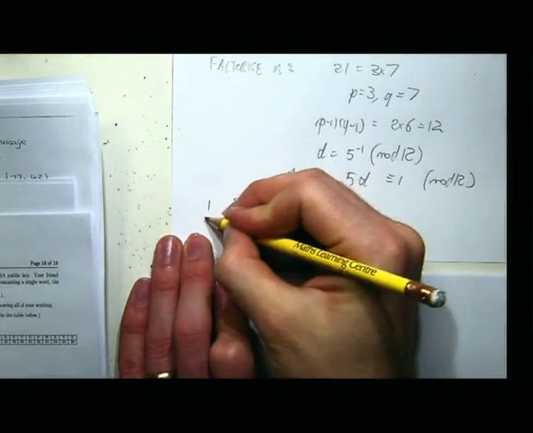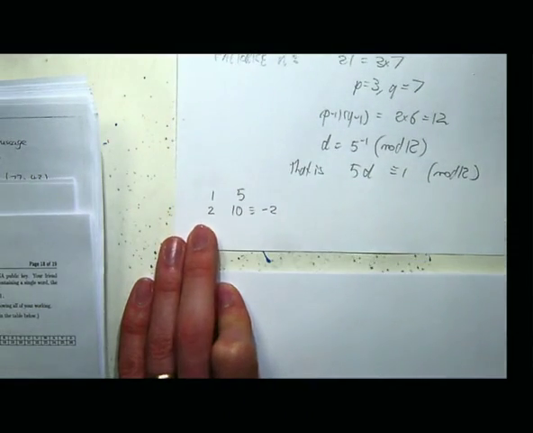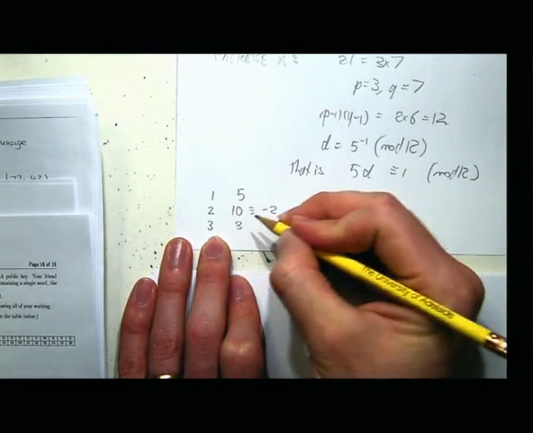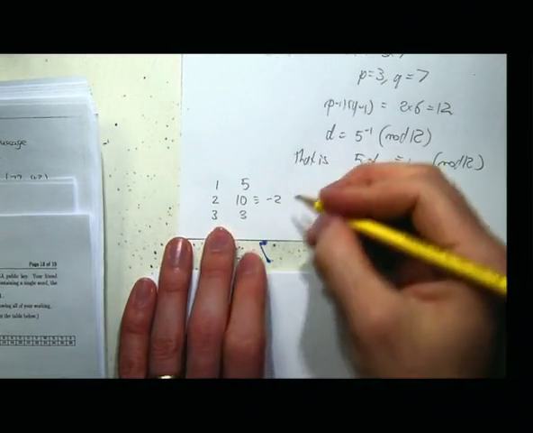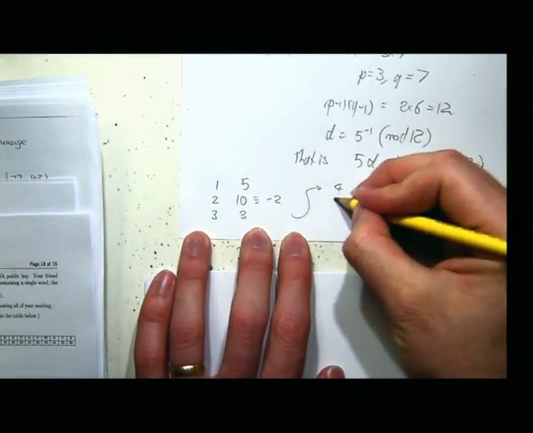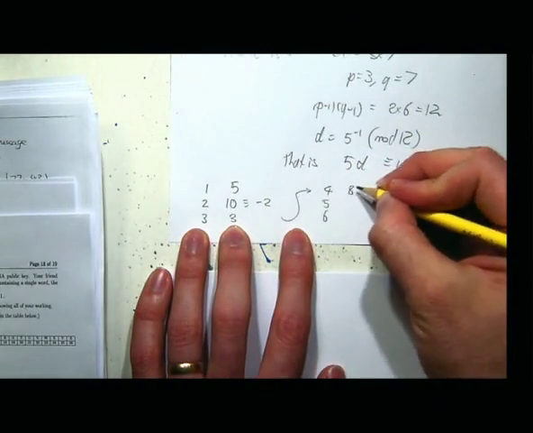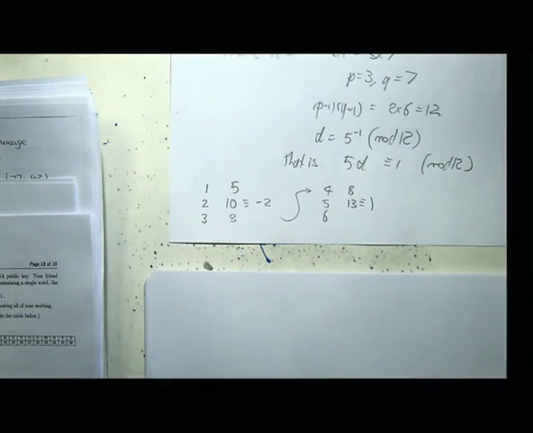So this is 1 times 5, this is 2 times 5. If I add another 5 to the minus 2, I'll get 3. Looks like I'm going to have to go quite a long way. So if I add another 5 to the 3, I'll get an 8. Add another 5 to the 8, I'll get a 13, which is congruent to 1. Excellent. 5 is its own inverse, mod 12.